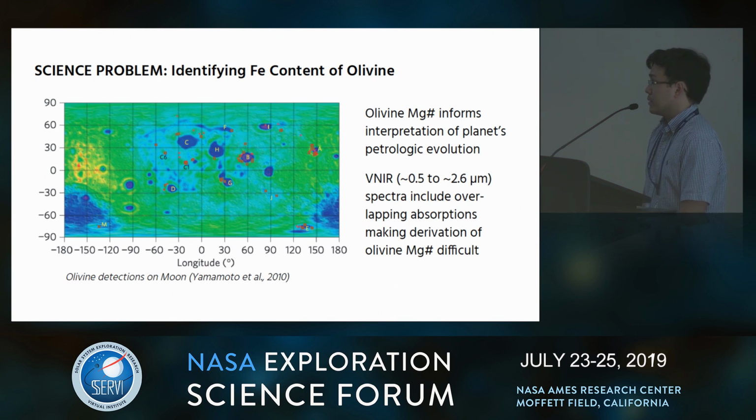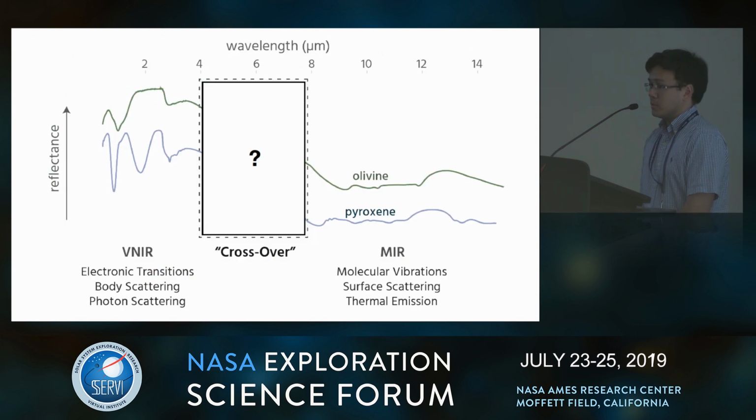One of the reasons for this is that in visible near-infrared spectra, there are overlapping absorptions that can hamper confident and precise interpretations of magnesium number. And so I think one possibility for getting a better handle on this question is to look at a region of the infrared that for a long time has not been examined in close detail.